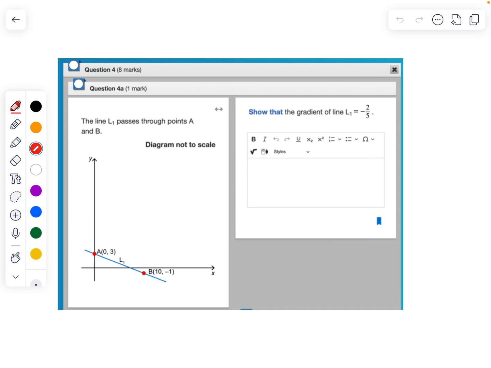Right, so this is part 2 of linear functions. This is just for the extended student. So if you're not the extended student, go and look at a different video. But first question, it gave us these 2 points and it wants us to show the gradient equals this.